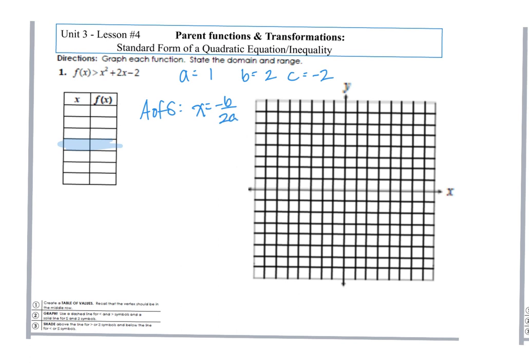So we get x is equal to negative b, which is 2, over 2 times 1. So we have -2 divided by 2, which equals -1. I put that in the middle of my x column for my vertex. To get the y value that's right next to it, I plug -1 in for my x's.